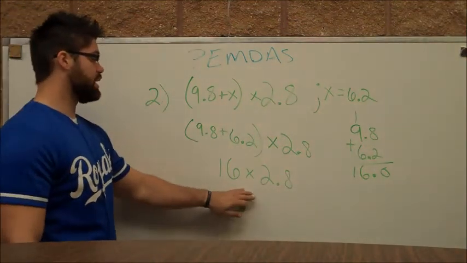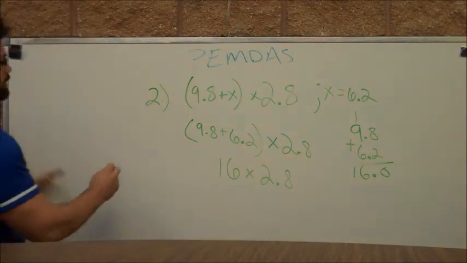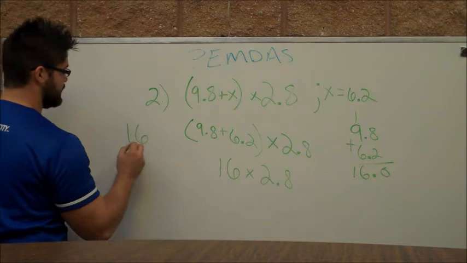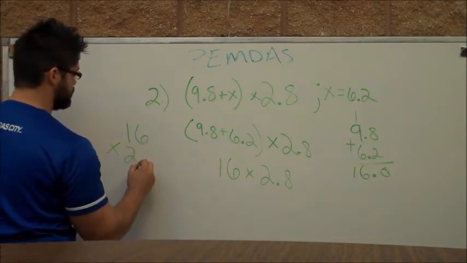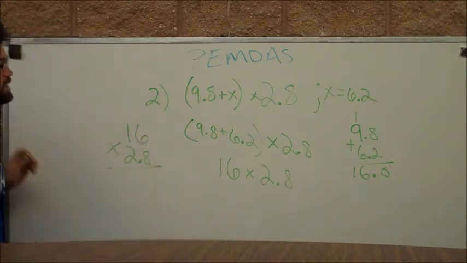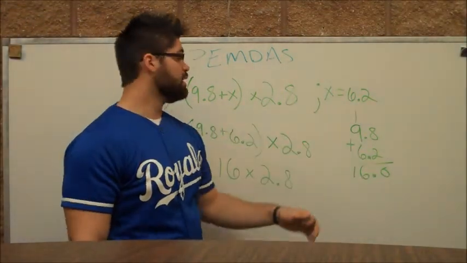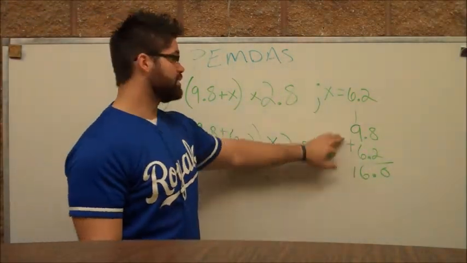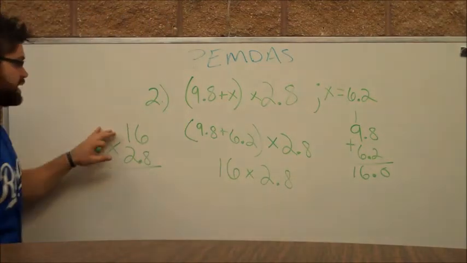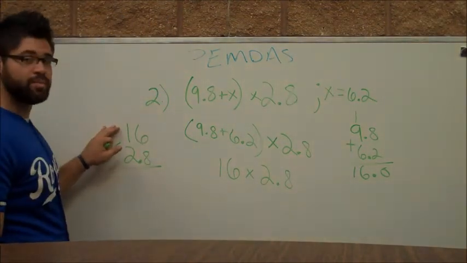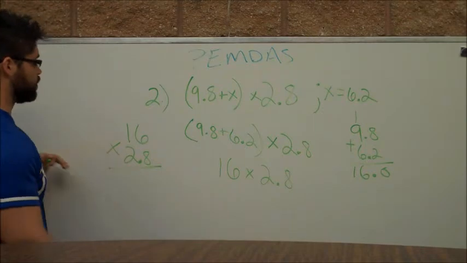To solve this now, we're going to do this part over here, and it's going to be 16 times 2.8. If you notice, multiplication is different from the addition and subtraction that we did. For addition and subtraction, we line up the decimals, but with multiplication, we don't need to line them up. Because if you remember, we solve this like normal, so let's do that first.